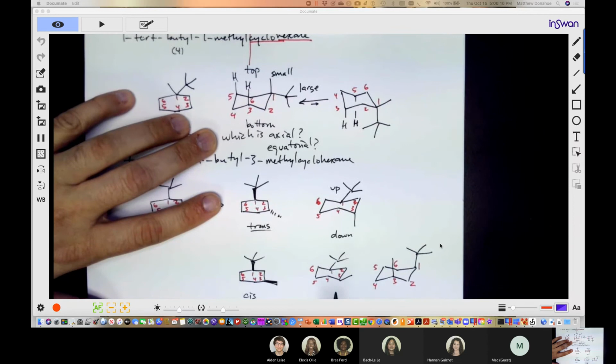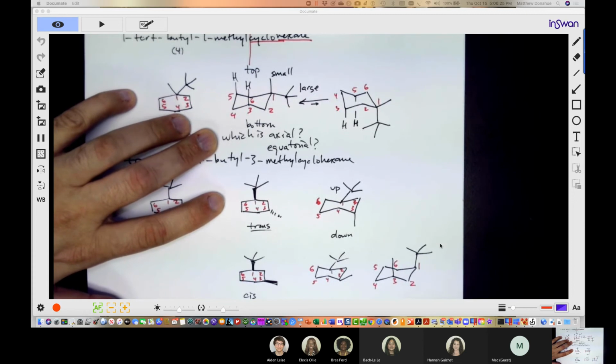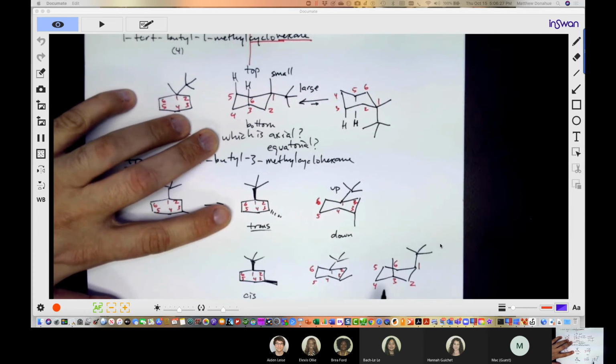So what is the difference between this and this? I mean, all I really did was just change the numbering. So Hannah says it's the stability. Yeah, that's exactly right. The relationship between these two things, again, they are conformers, conformational isomers. So this conformer is less stable because you're putting this group axial.